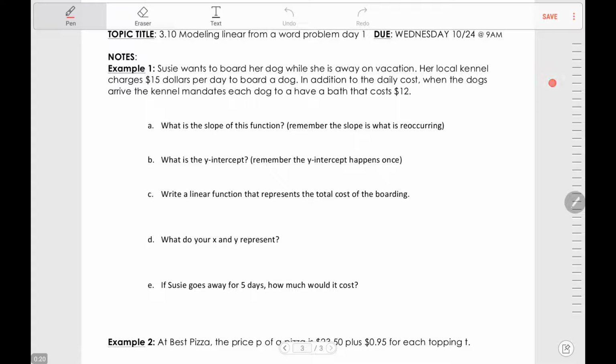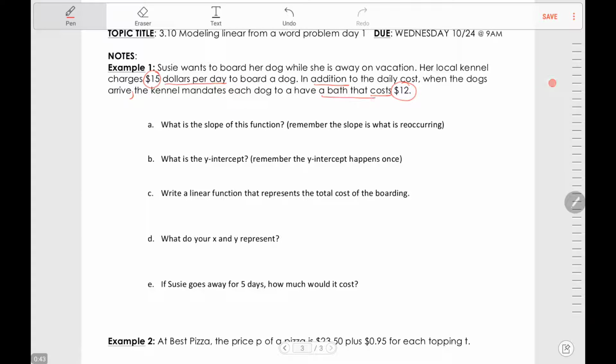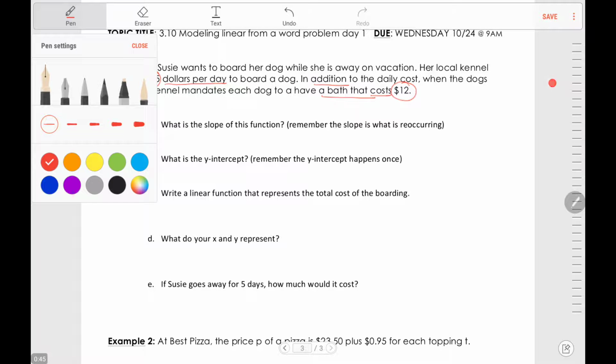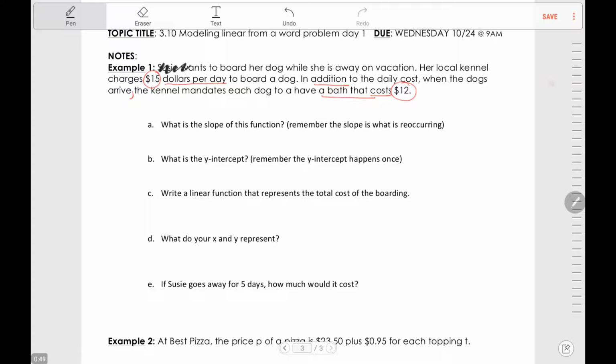Susie wants to board her dog while she is away on vacation. Her local kennel charges $15 per day to board the dog. In addition to the daily cost, when the dogs arrive, there should be a comma there, the kennel mandates each dog to have a bath that costs $12. Okay, so while I was reading, I circled and underlined my important information. I'm going to cross out everything else.